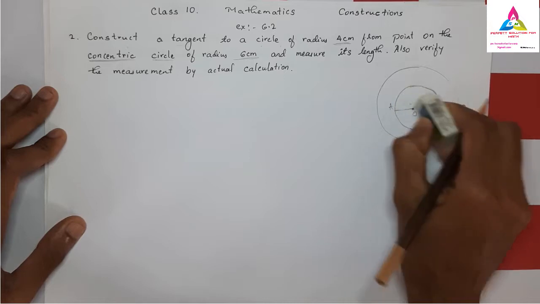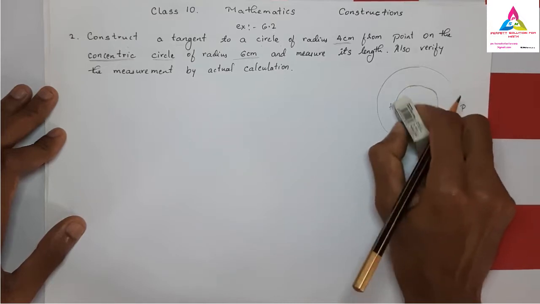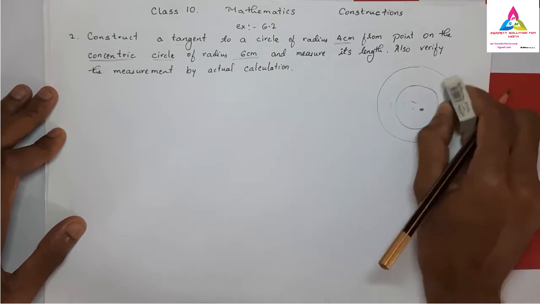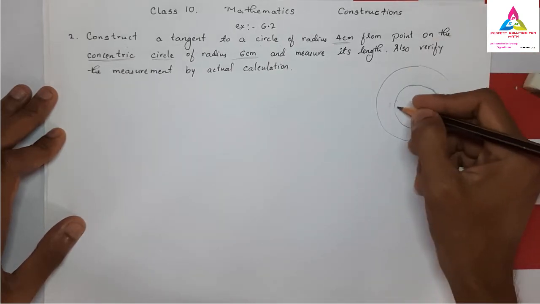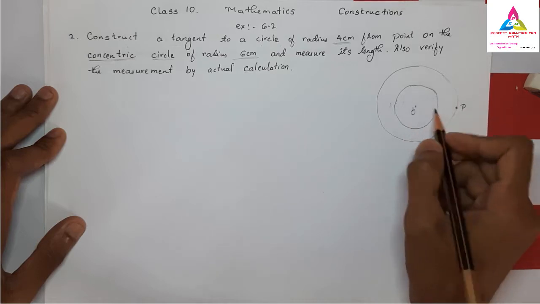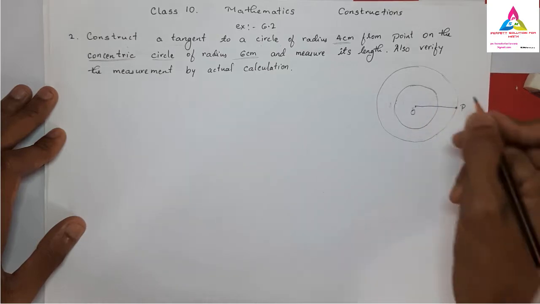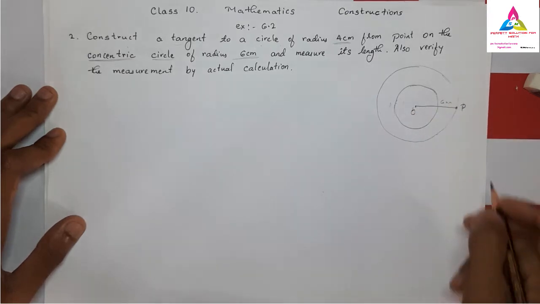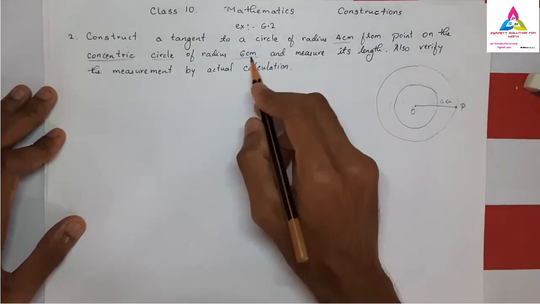I will rub this out also, so it will not confuse you. The more points we have, the more confusion we will have. For that purpose I have rubbed out everything and am only taking a rough diagram. This is O. From O to P the length we know is 6 cm, because the outside circle radius they have given is 6 cm.